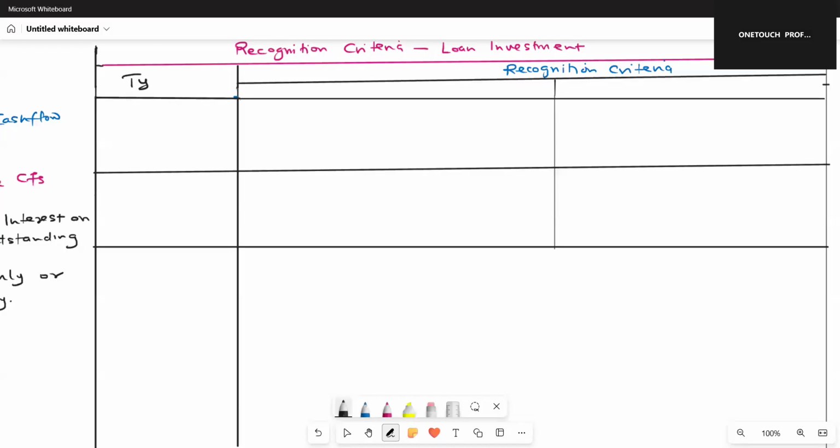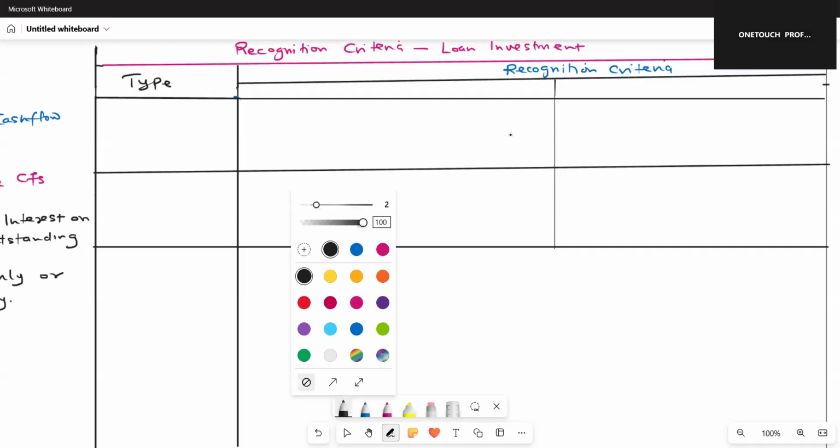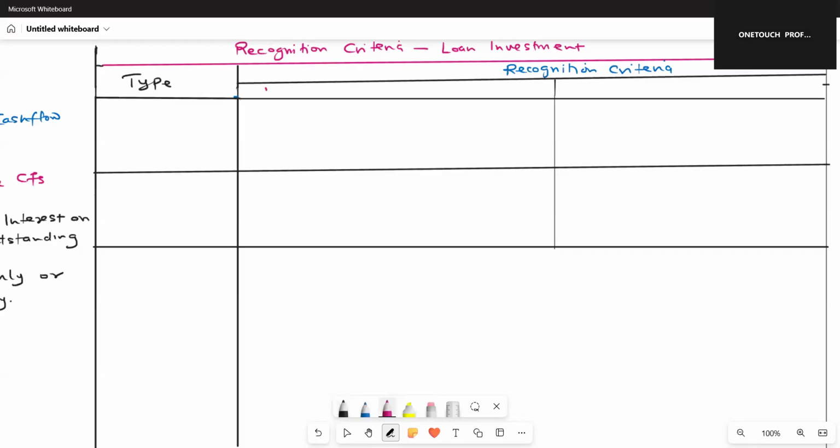Type of financial assets. Now, for each financial asset, the recognition criteria, we are going to look at the business model objective and the contractual cash flow test.